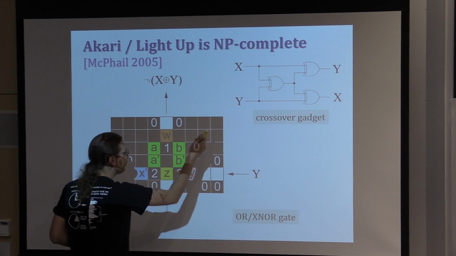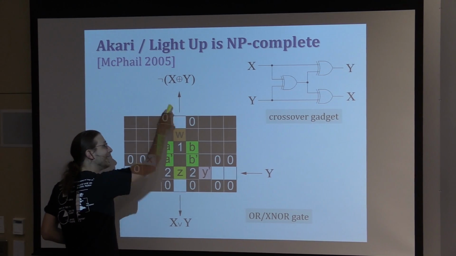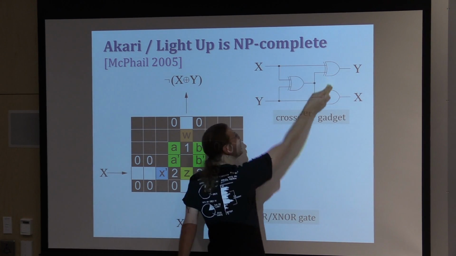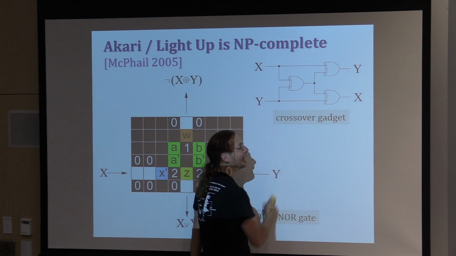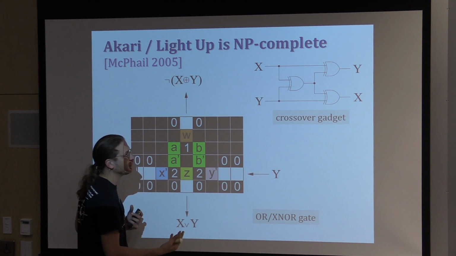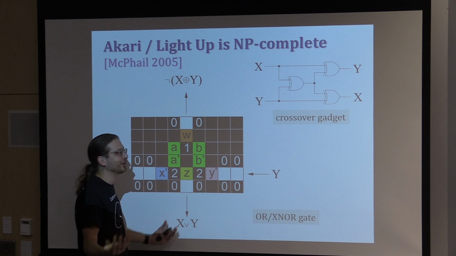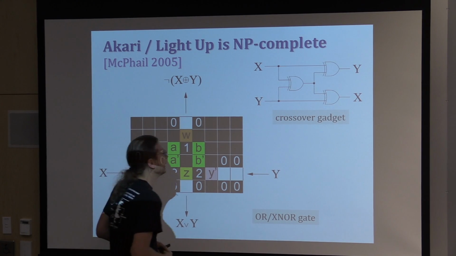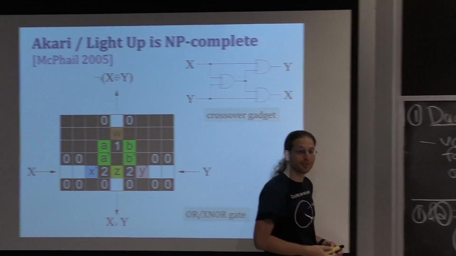But that's cool because we have XNOR, we can negate it and get XOR, and then we can take 3 of them, plug them together, and we get a rather complicated crossover gadget if I expanded it out. There is a simpler one, but we don't care about simplicity here. These are just constants. And we just care about polynomial. So that's Light Up as NP-hard.